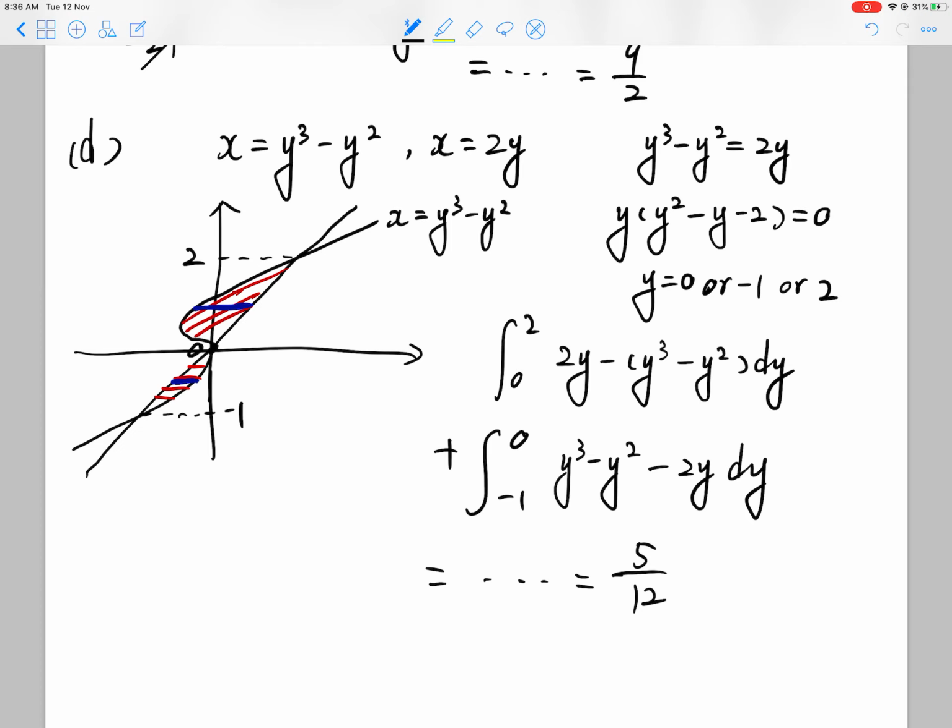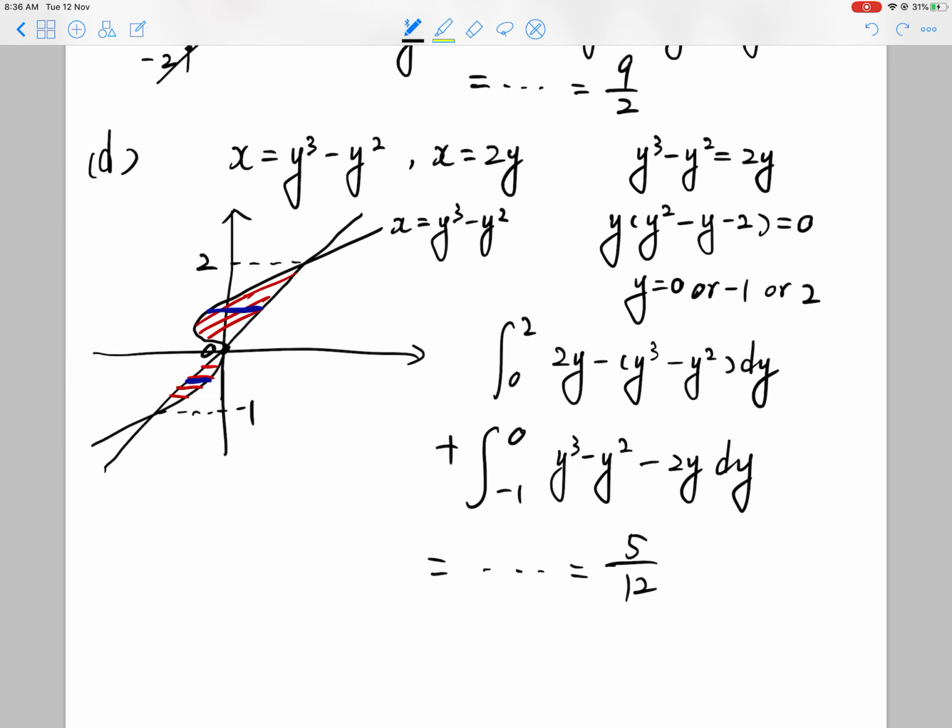Again, you are not expected to draw this by hand. You can use your calculator to help you with this part. But for the analysis, it's always the right side x value minus the left side x value. It's just like, when you integrate with respect to x, it's always the higher curve minus the lower curve.